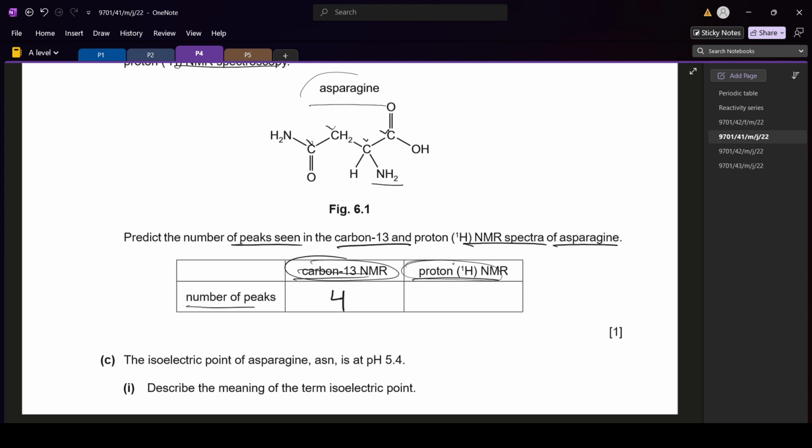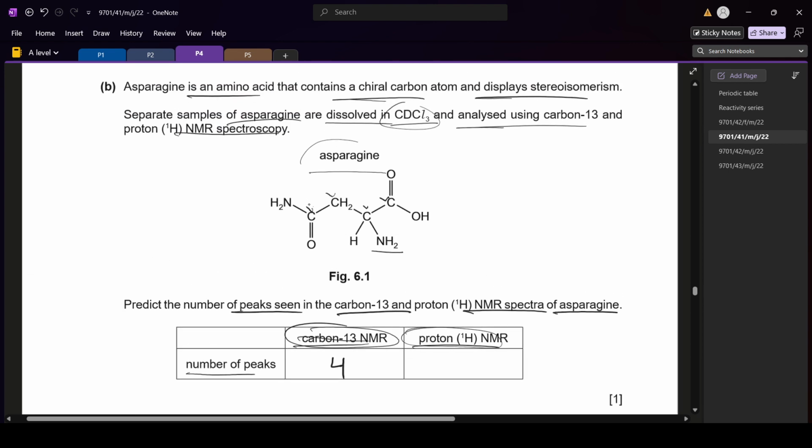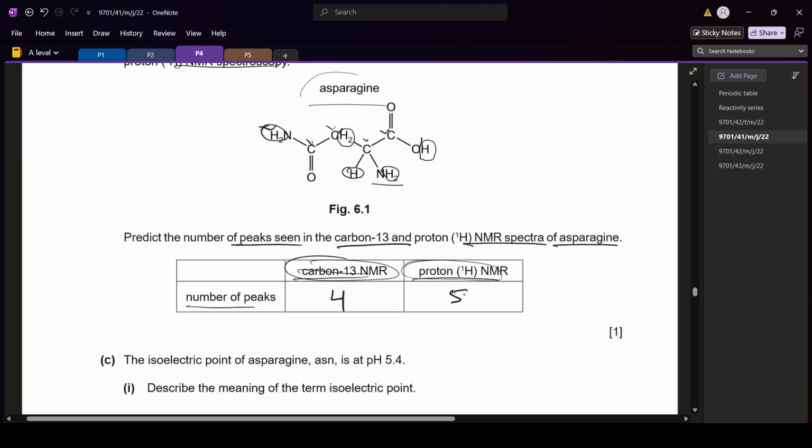Okay, then you have proton NMR. Now you have to check the environment of hydrogen. Okay, so how many environments of hydrogen are there? Okay, this is the first environment of hydrogen. Then you have this second, then you have this third environment, fourth environment, and this is your fifth environment. So how many peaks will there be? There will be 5 peaks.